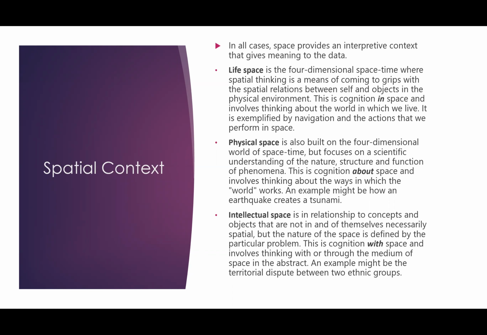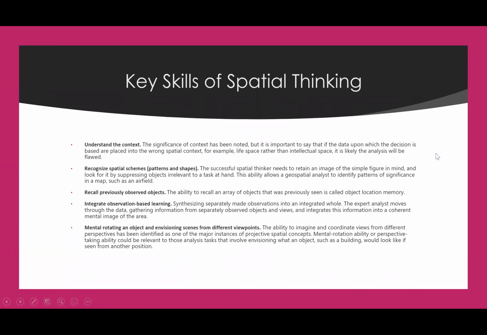Key skills of spatial thinking, there are five: understanding the context, recognizing spatial schemes, recalling previously observed objects, integrating observation-based learning, and then mentally rotating an object and envisioning scenes from different viewpoints. So again, that context and how you see that context in relation to you and objects around you. So let's talk a little bit more about those things.